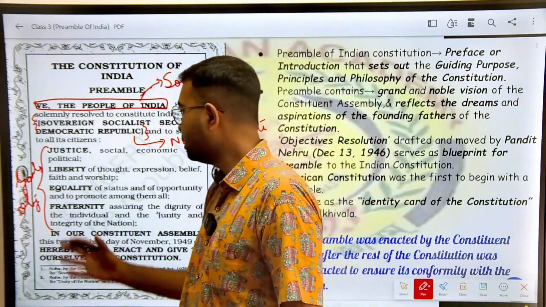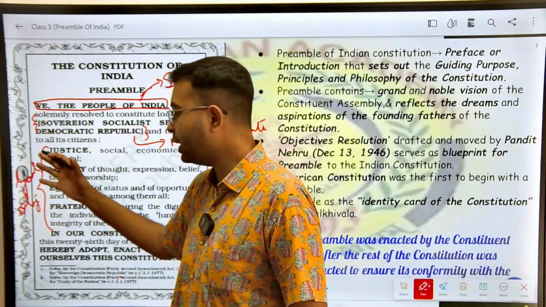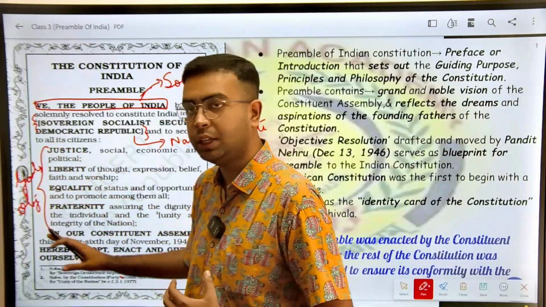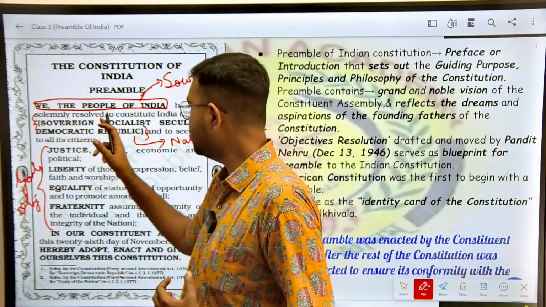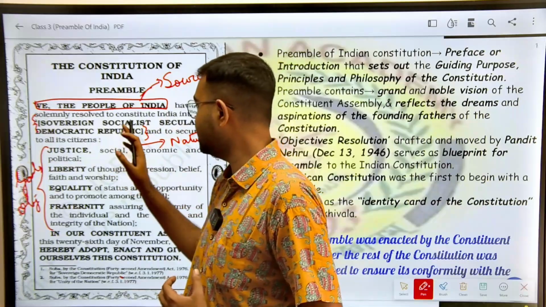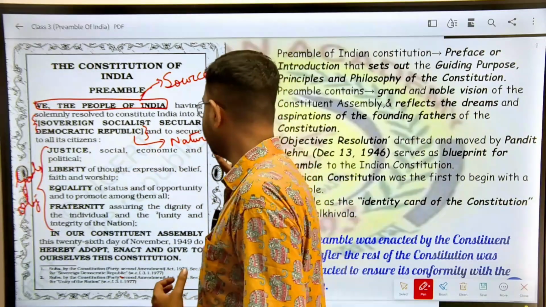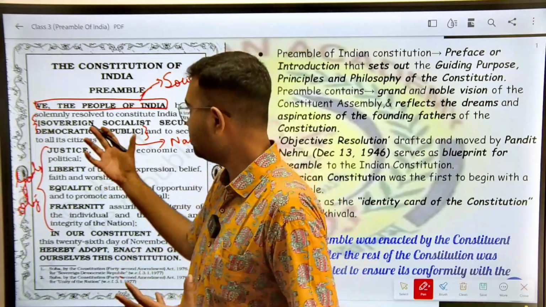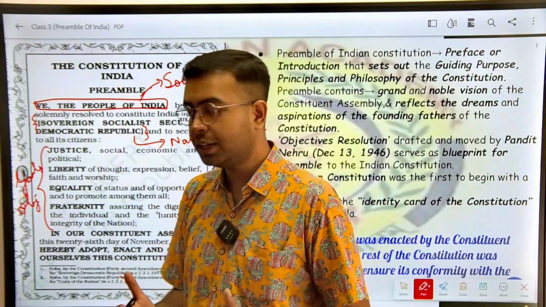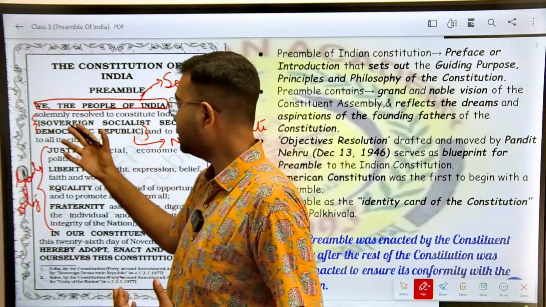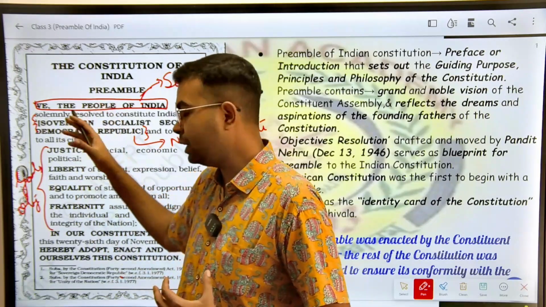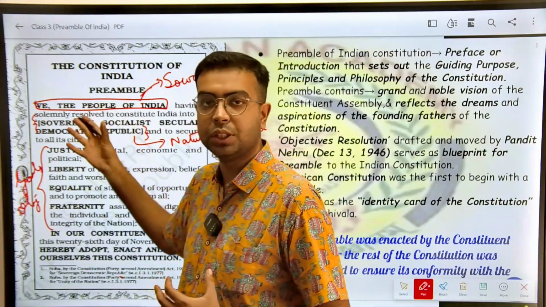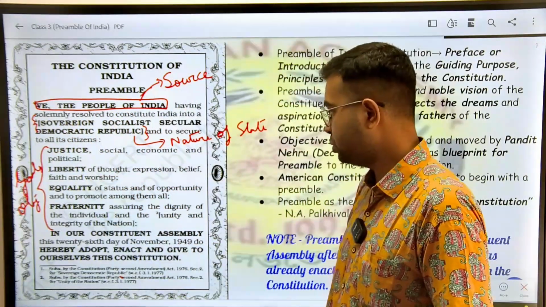What does it mean? Justice, liberty, equality, fraternity are goals, which basically means that we wish to accomplish these things in the society. And sovereign, socialist, secular, democratic republic is the nature of our state, which basically means what kind of country we are living in. Is it a democratic or a monarch country? It is a democratic country. Is it a sovereign country or a suzerain country? It's a sovereign country. Is it a communist country or a socialist country? It is a socialist country. So on and so forth.